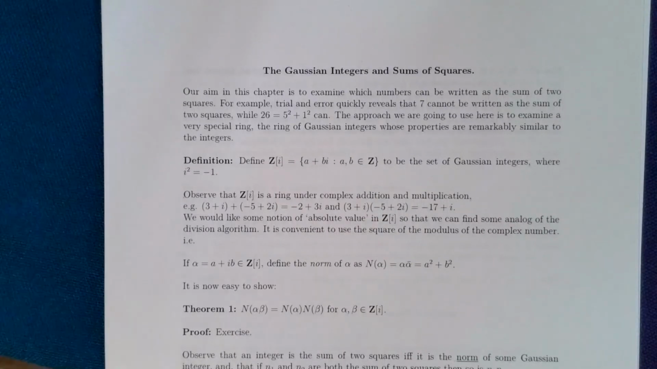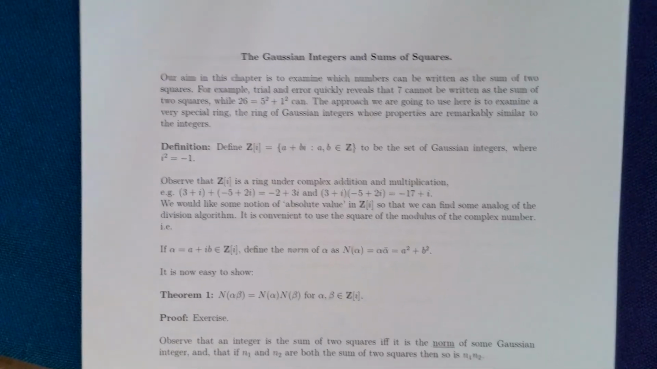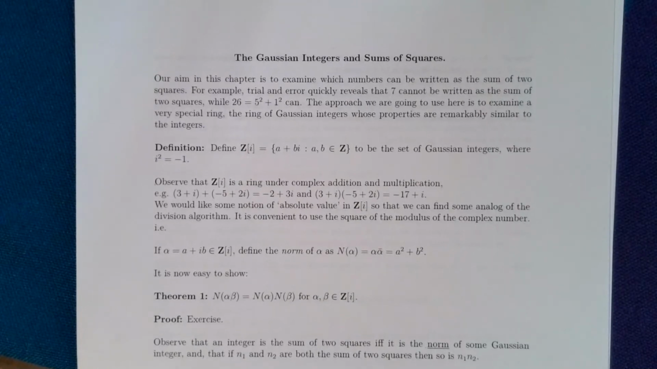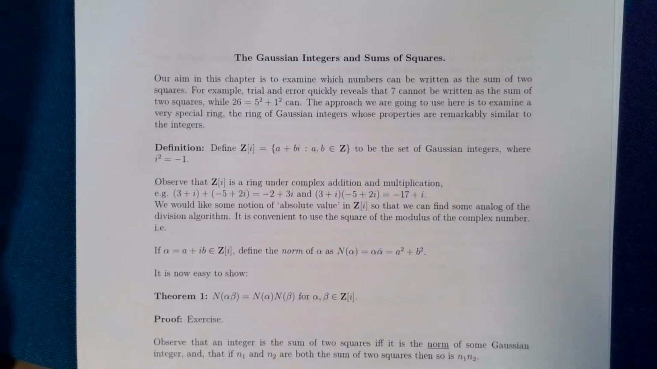Well, hello, welcome again to our journey into algebra and number theory, and in this section we're going to look at the Gaussian integers and questions involving sums of squares. So our aim in this chapter is to examine which numbers can be written as the sum of two squares.